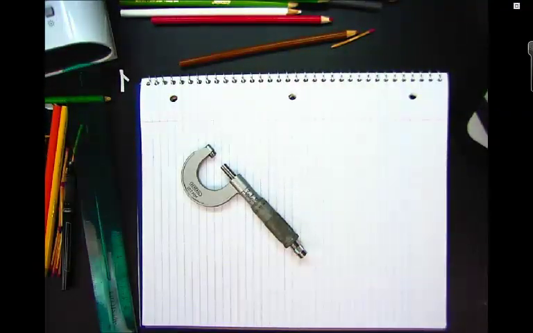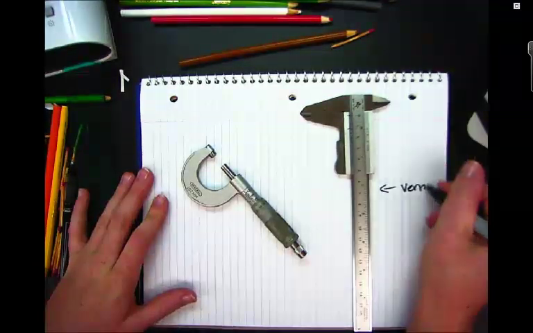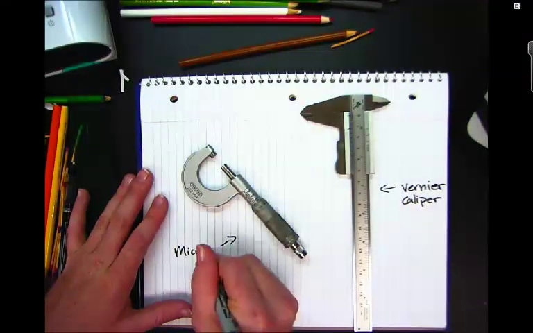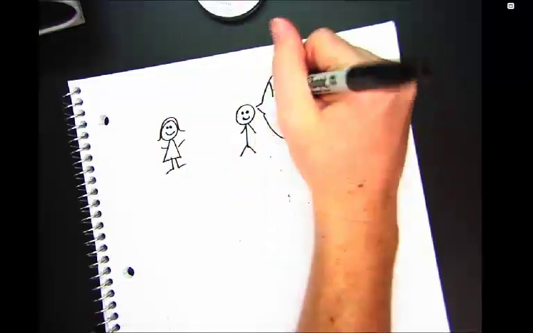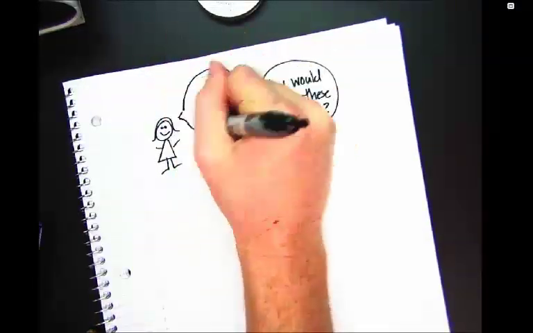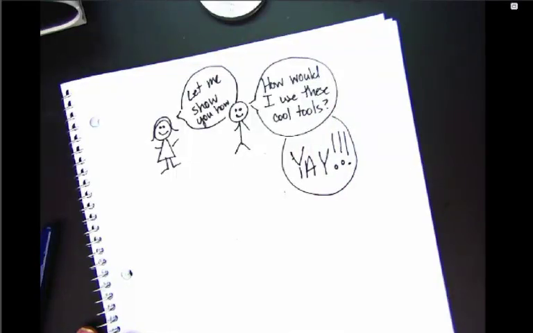And to get better accuracy, we use different tools. In this case, we'll use a vernier caliper, which is this one right here, and then a micrometer, which is this one right here. Okay, so I know you're wondering, how do I use these awesome tools? Let me show you. Take a breath, don't get too excited.